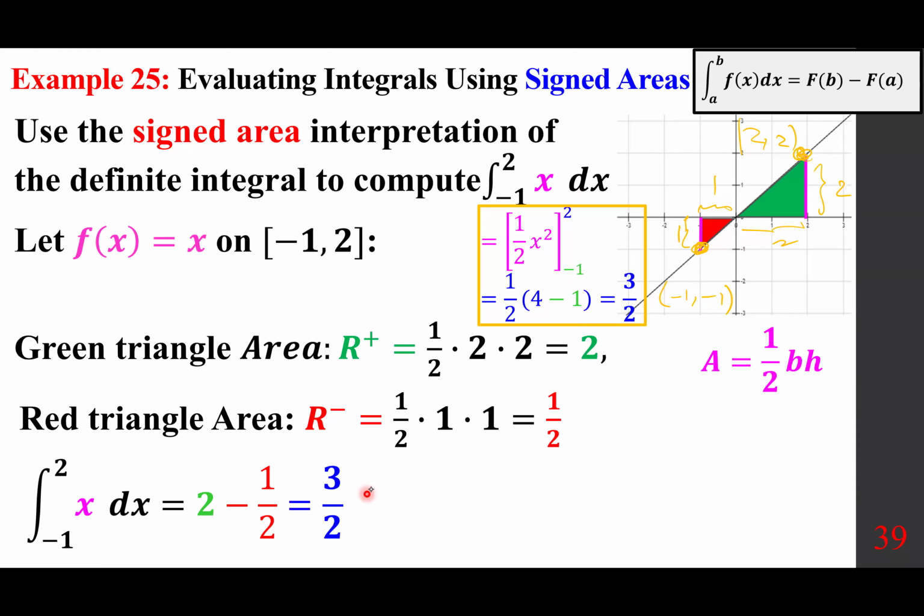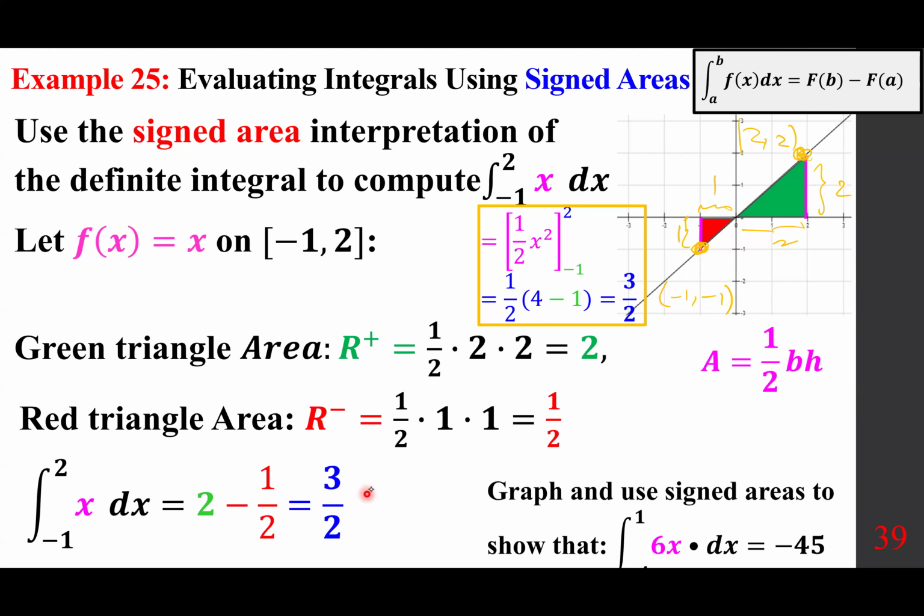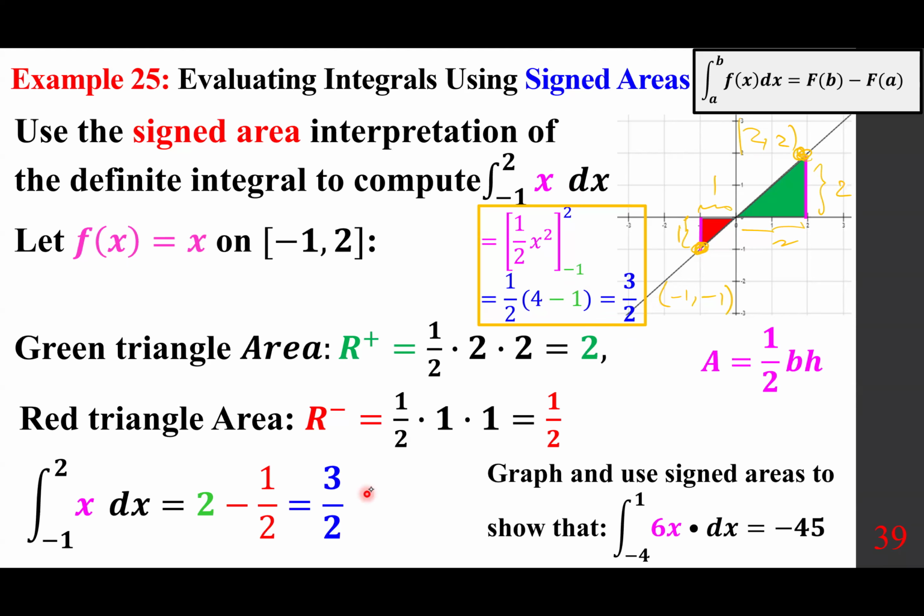So again, it's pretty straightforward, everybody. As an example, I want you to practice by graphing and using signed areas to show that the integral from -4 to 1 of 6x dx is -45. In other words, show it with graphs, just the way we did it here, and show it with the fundamental theorem of calculus for practice, and you show that they are identical.